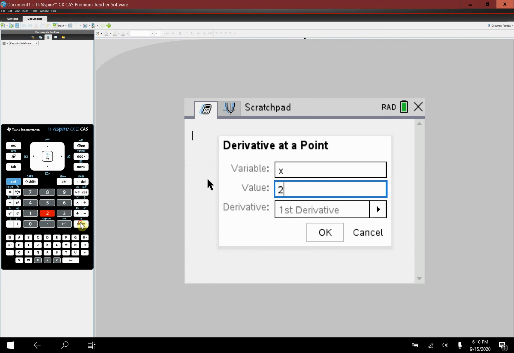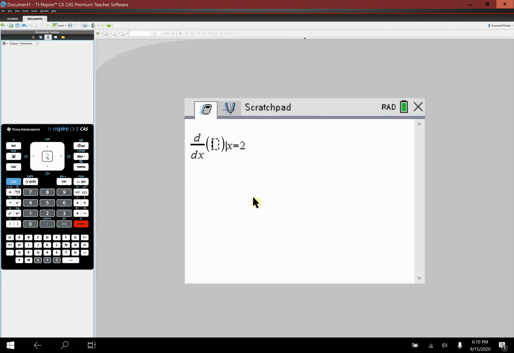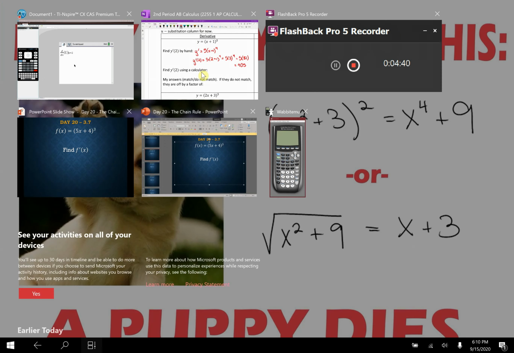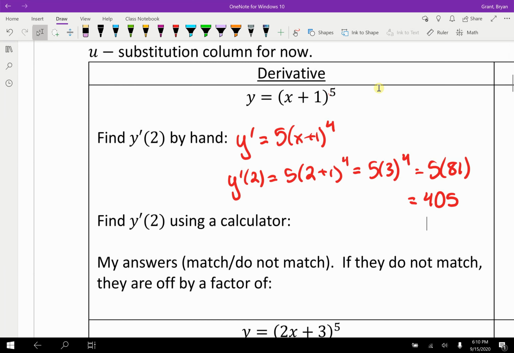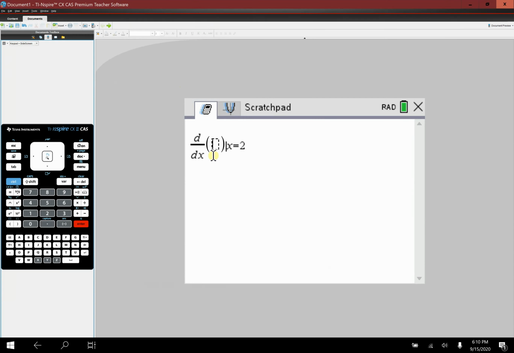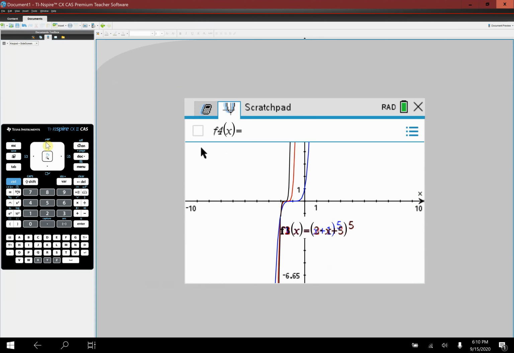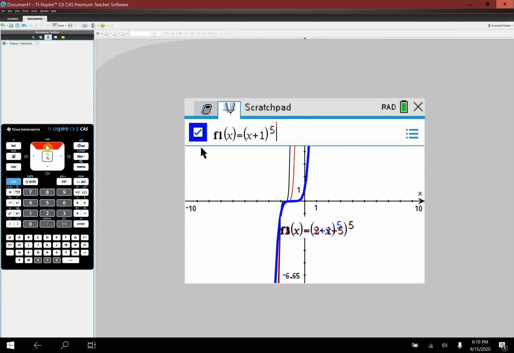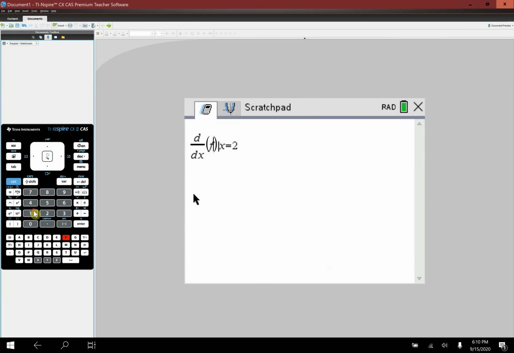And then enter. It says, what do you want to take the derivative of? Well, you could go ahead and type in x plus 1 to the 5th. In fact, most of you probably will do that because you didn't prepare for this lesson. However, I prepared ahead of time, and I think that is in my f1 of x. Notice it's bold. It's called f1 of x. So I'm going to go back and just type in f1 of x. It saves me a little bit of time.